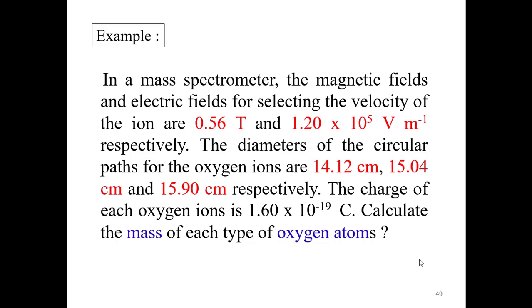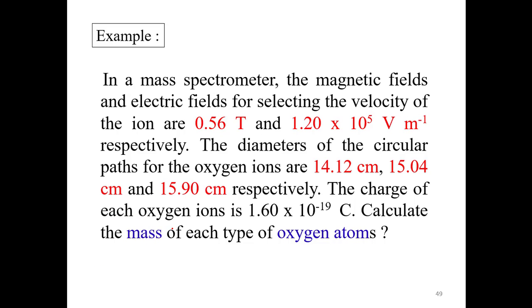Example 4.7. In a mass spectrometer, the magnetic field and electric field for selecting the velocity of the ions are 0.56 Tesla and 1.20 × 10^5 volt per meter respectively. The diameters of the circular paths for the oxygen ions are 14.12 cm, 15.04 cm and 15.90 cm respectively. The charge of each oxygen ion is 1.6 × 10^-19 coulomb. Calculate the mass of each type of oxygen atom.